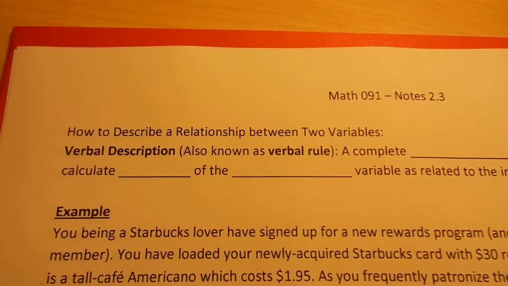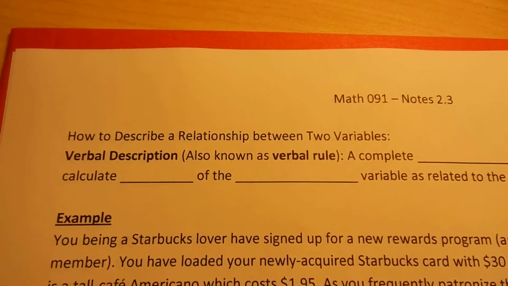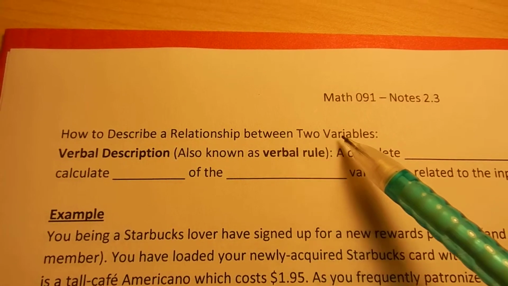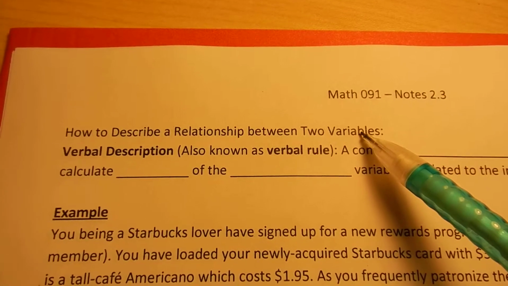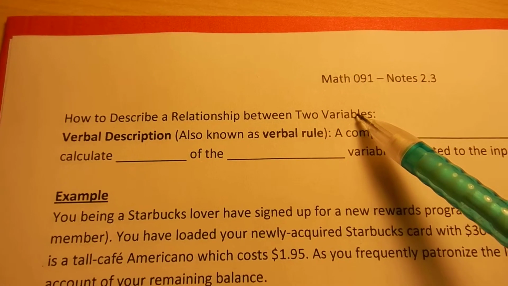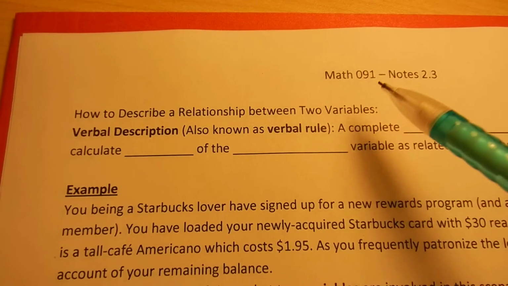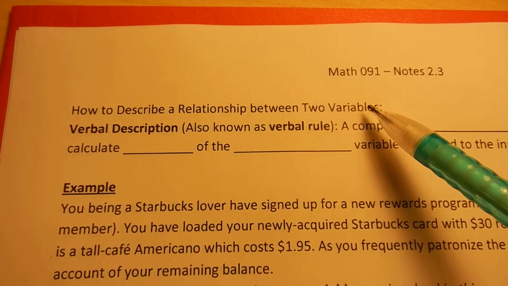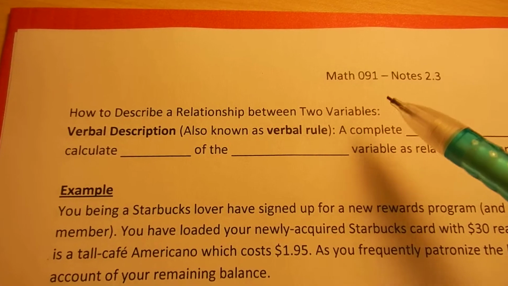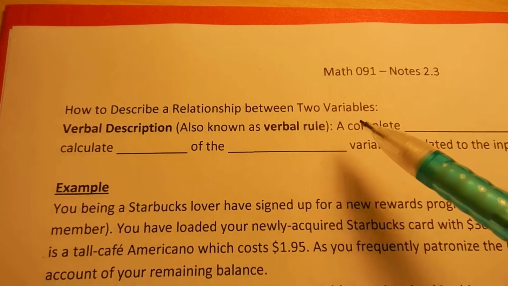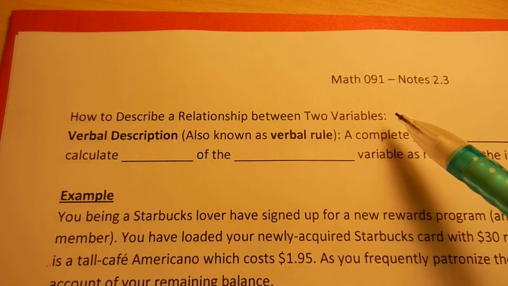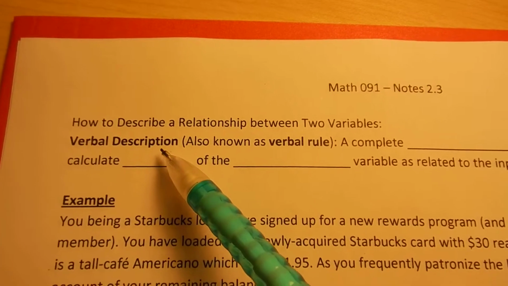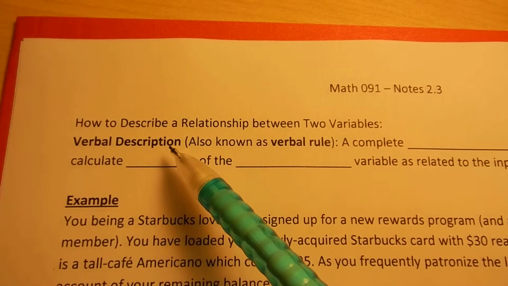In this section, we show you another way on how to describe a relationship between two variables. Previously, we used a table of values, we've used a set of ordered pairs, and we've also used a graph describing or illustrating a relationship between two variables. Well, here's another one. It's called a verbal description of how variables are related.